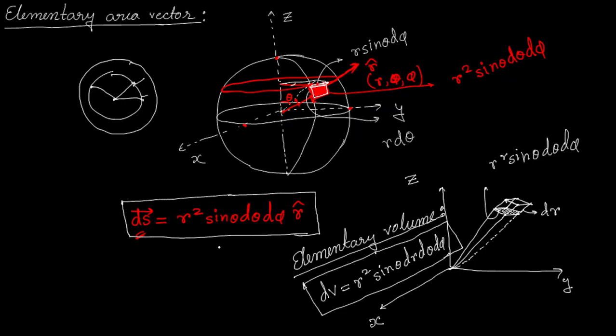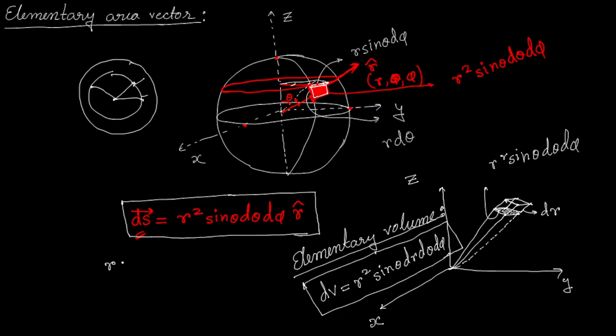What will be the area? r square sine theta d theta d phi. And what will be the volume? r square sine theta dr d theta d phi. Now we have to write the limit of r, theta, phi. So what will be the limit?